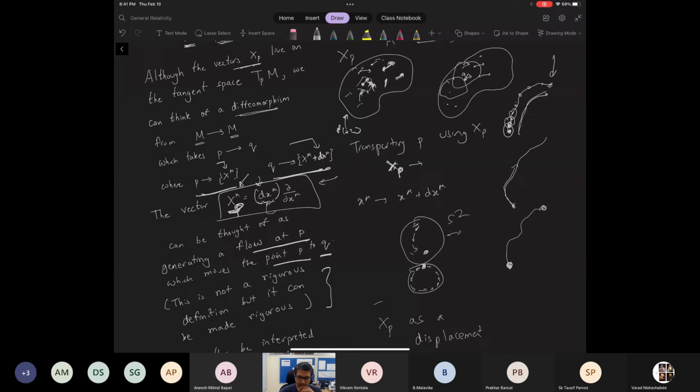Later we'll see that once I have a metric, then I can draw many curves, and we can define the notion of shortest distance or longest distance between these 2 points by picking a particular curve which has the shortest distance in this space.